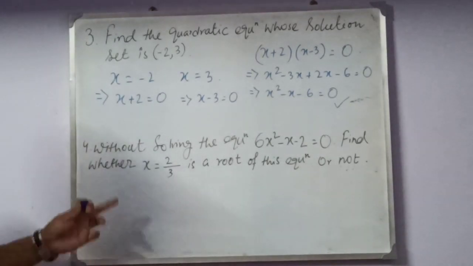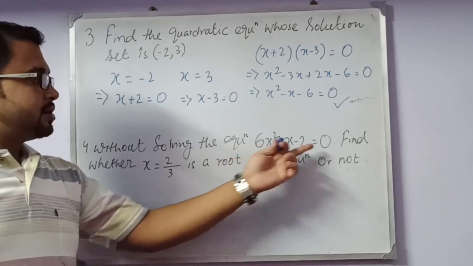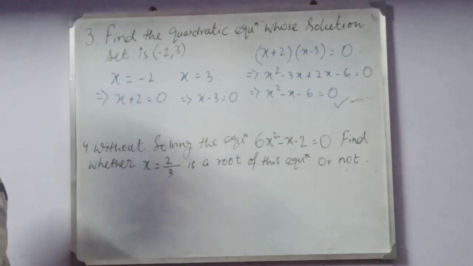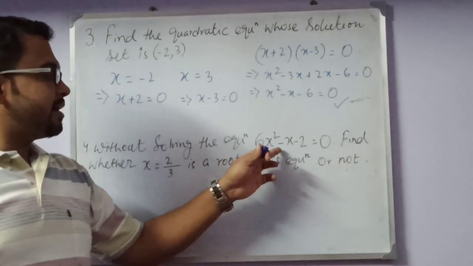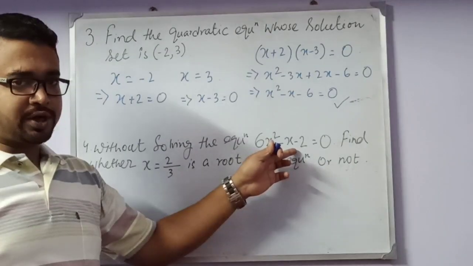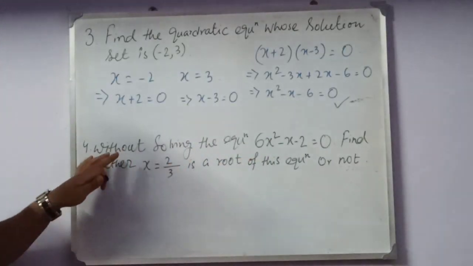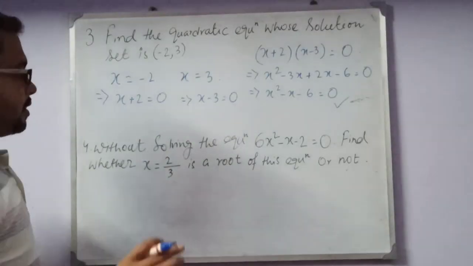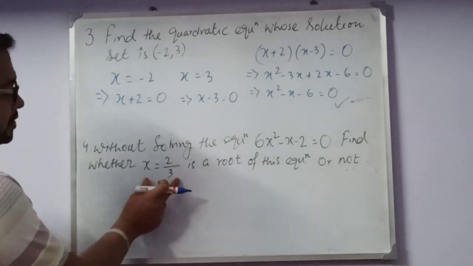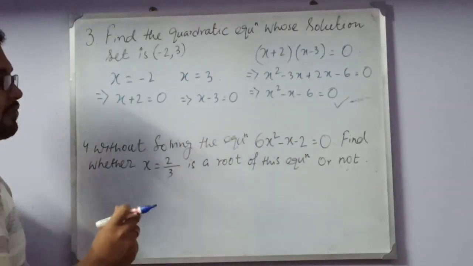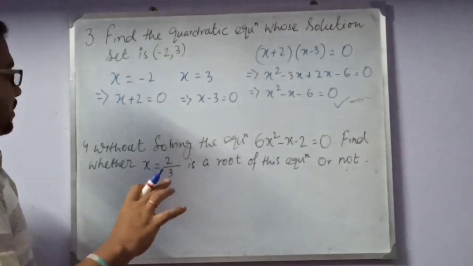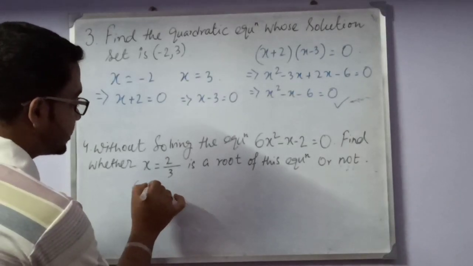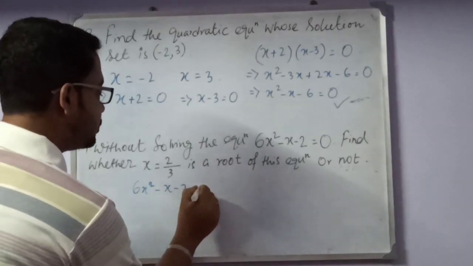Now the fourth one: without solving the equation, find whether this is a root of this equation or not. By the middle term method, we can easily find the roots of this quadratic equation, but the examiner asked without solving the equation. So how can we do this? Watch it very carefully. Put the value of x into this equation. If we get 0, then this is the root of our equation. So the equation is 6x square minus x minus 2 is equal to 0.